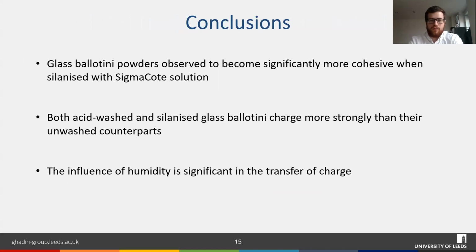So just to conclude this talk, these glass ballotini powders that we've been working with have been observed to become significantly more cohesive when silanized with Sigmacote solution. And both the acid washed and silanized glass beads charge much more strongly than their unwashed counterparts. And just to confirm, as has already been known, the influence of humidity is significant in the transfer of charge.